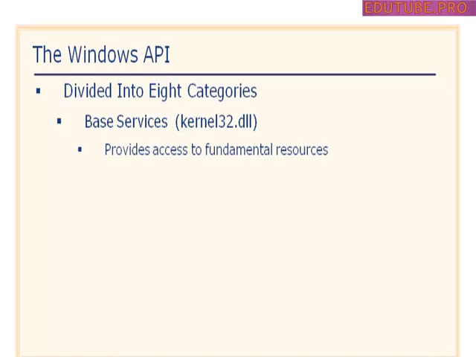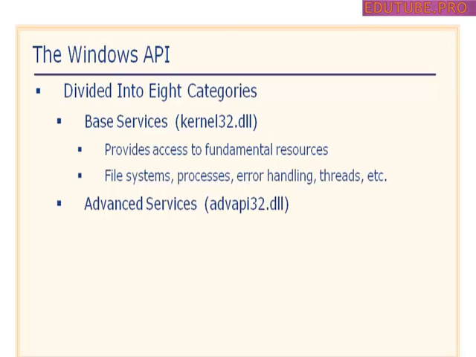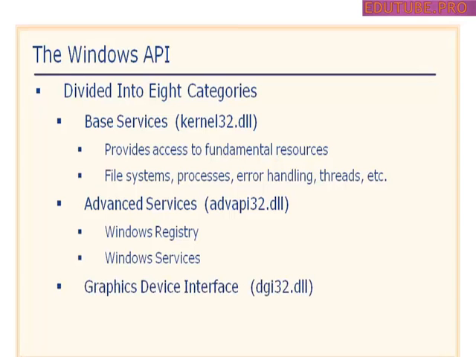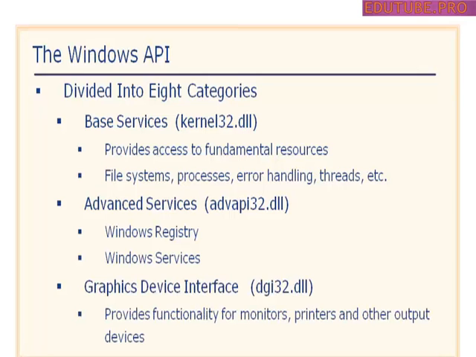This provides access to the fundamental resources in the Windows operating system, and we're talking about things like file systems, processes, error handling, threads, all that sort of thing. Next is advanced services, and this lives in the advapi32.dll file, and this is how we communicate with, read and write to, the Windows registry and Windows services. And then we have the graphics device interface, gdi32.dll. This is how we get any functionality where we want to work with monitors, printers, and any other output devices. We're going to use functions in this particular DLL.